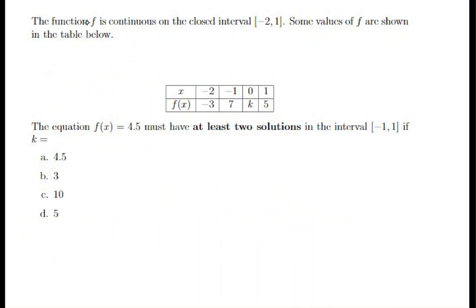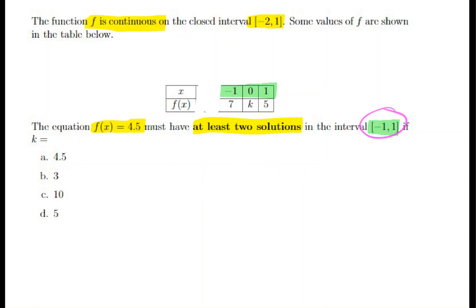So this function, keyword, is continuous on the interval from -2 to 1. Some values of the function are shown in the table below. We want the equation f of x equals 4.5 to have at least 2 solutions in the interval, and here we need to watch out. Notice it restricts us to -1 and 1, so we're only looking here. It's as if we're just erasing that table because they said only -1 to 1. So mentally I would either scratch that out or just think that it's not there.